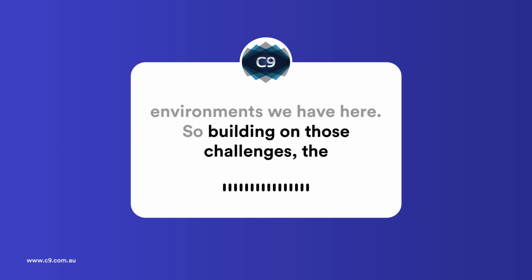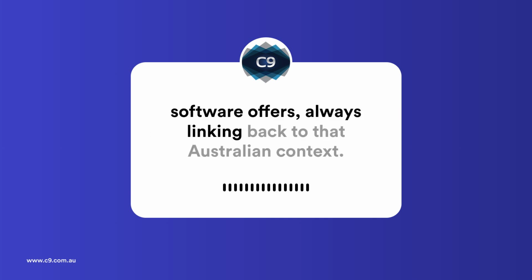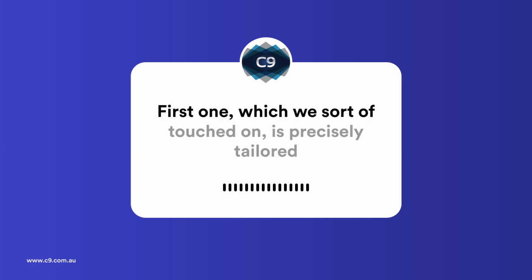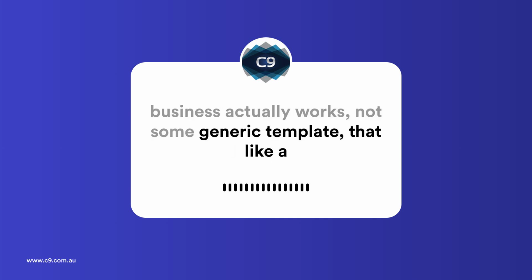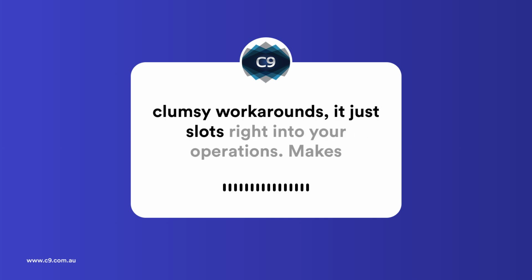we have here. So, building on those challenges, the material digs into the specific advantages custom desktop software offers, always linking back to that Australian context. And these advantages, they really start to build a strong case. First one, which we sort of touched on, is precisely tailored solutions. Meaning, the software is built to reflect how your business actually works, not some generic template. That like-a-glove idea again. Less friction, fewer mistakes, no need for clumsy workarounds. It just slots right into your operations.